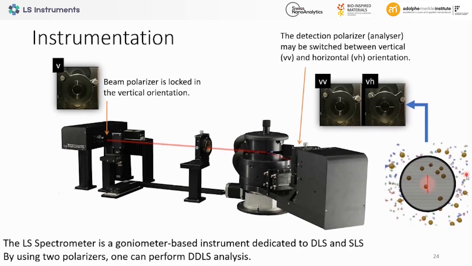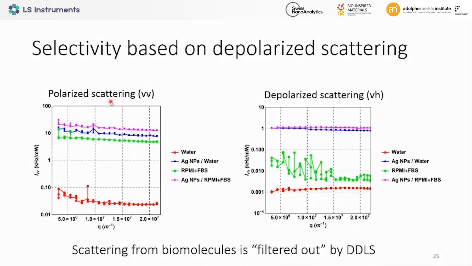the contributions from the laser. Okay, so let me illustrate the selectivity with actual data. This is silver nanoparticles, the same silver nanoparticles you have seen before in water, and afterwards in RPMI plus supplemented FBS. This is fetal bovine serum.